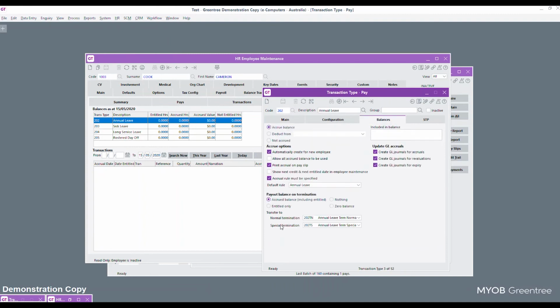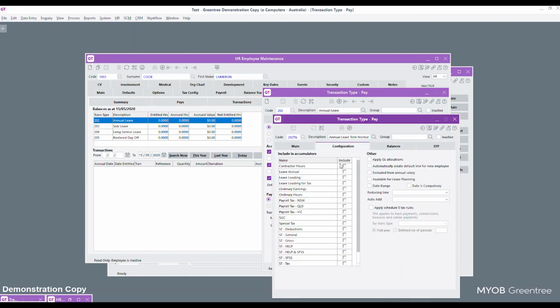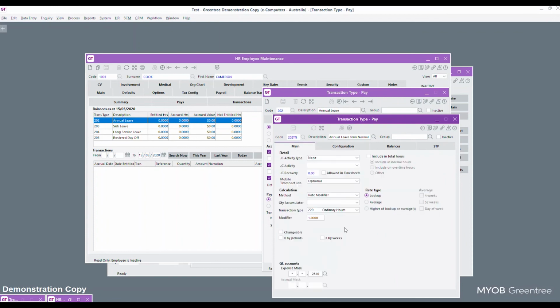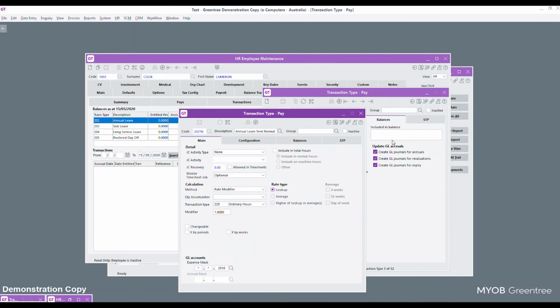If we go to the balances here, remember how I said about the termination pay? This nominates what kind of taxation will happen when the person is on annual leave, and then special termination will have this information here. Now if I double click on this annual leave termination, you'll notice that it hasn't got anything there, and that it's going to this account. All it does is basically put it into a holding account so it knows to do that calculation.